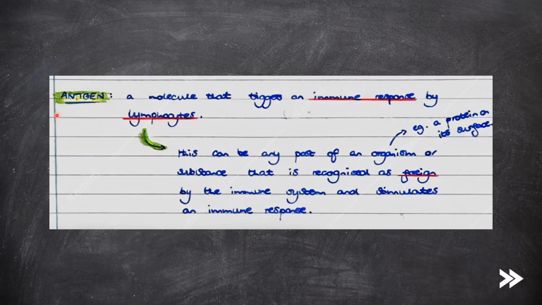The spec wants us to learn the definition for antigen, so an antigen is a molecule that triggers an immune response by lymphocytes. An antigen can be any part of an organism, such as a protein on its surface, or substance that is recognized as foreign by the immune system and thereby stimulates an immune response.